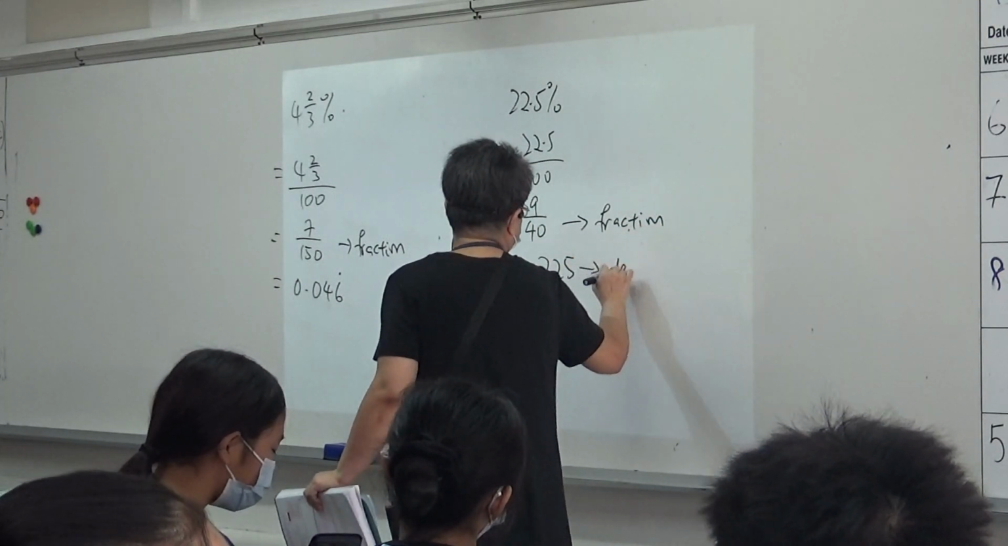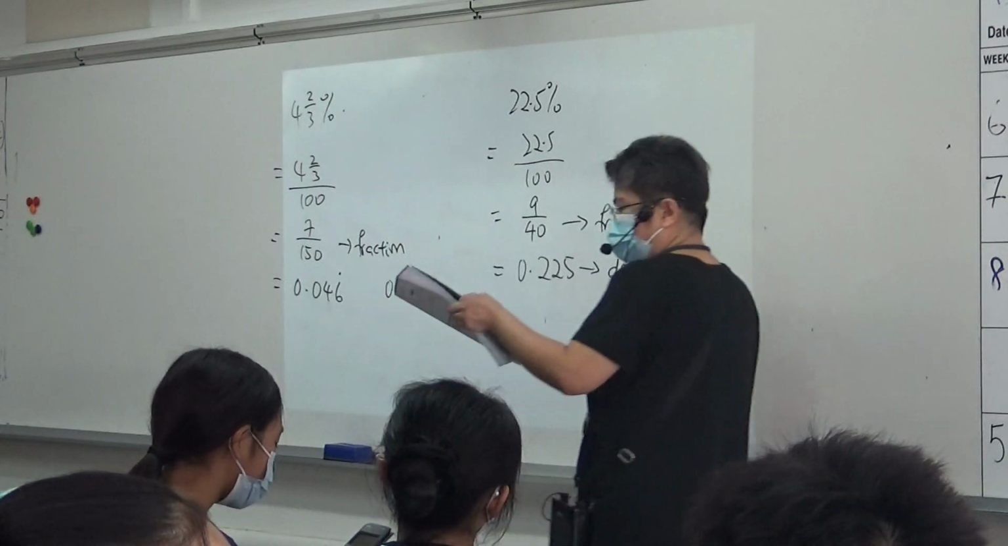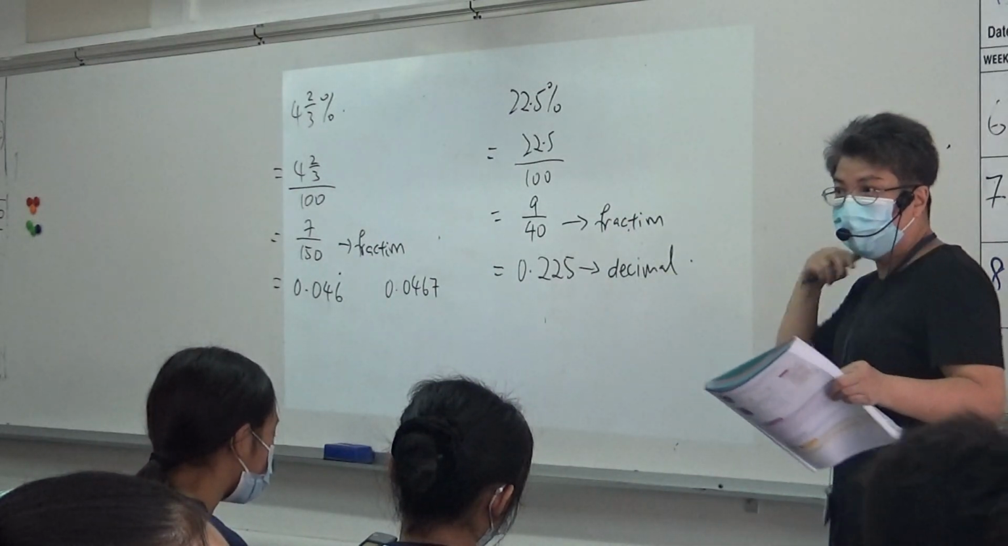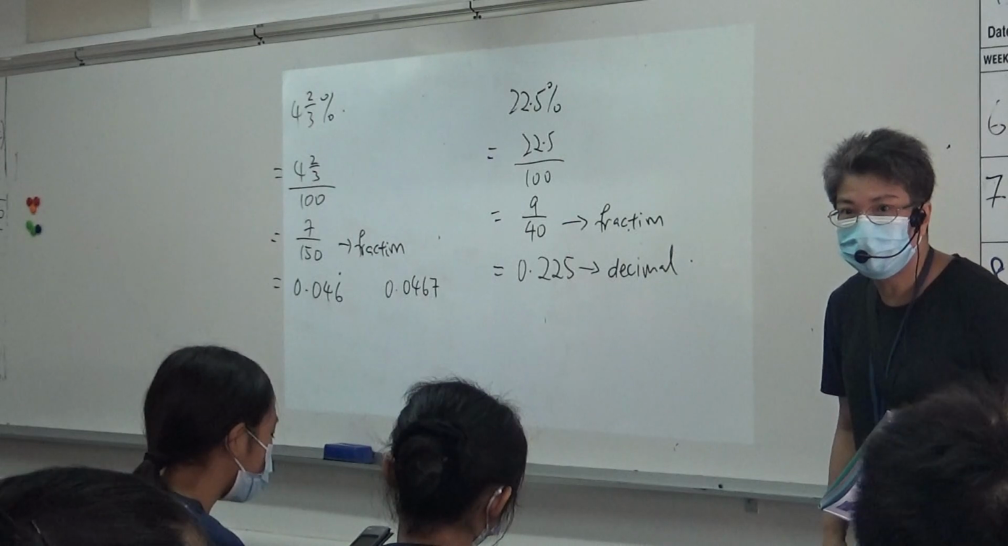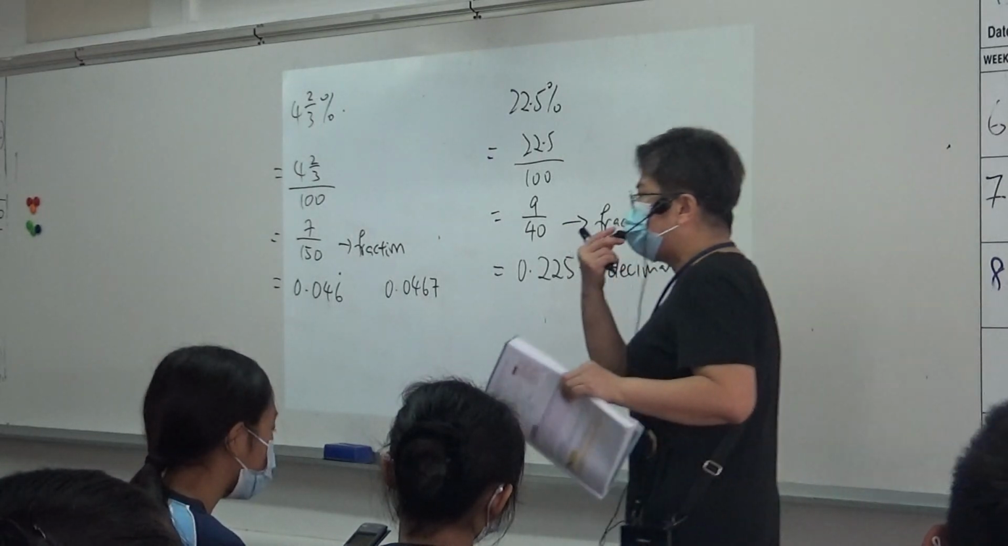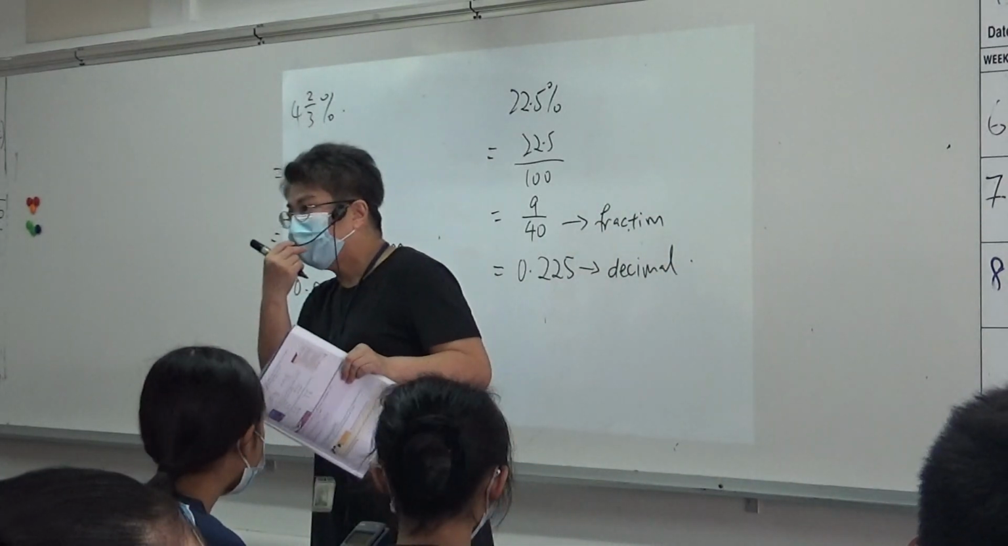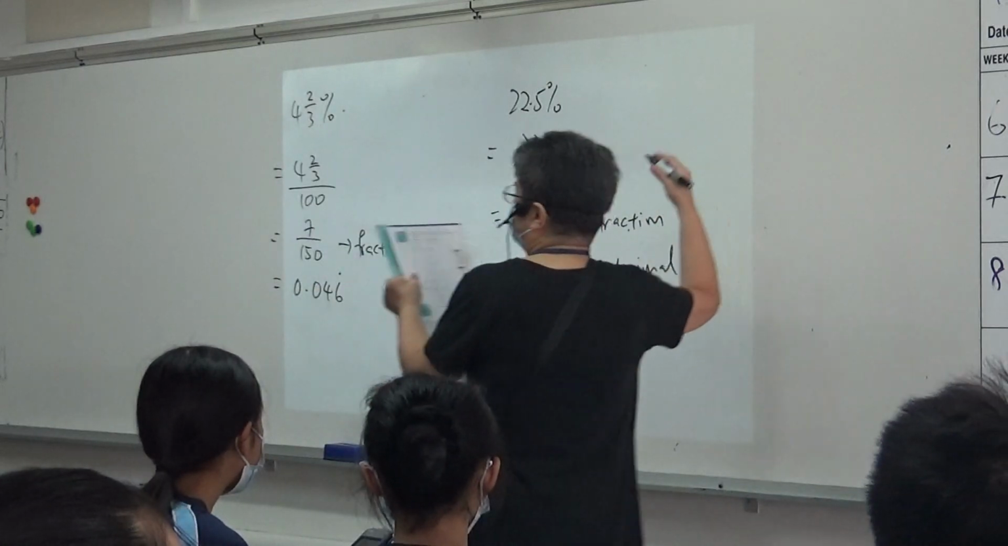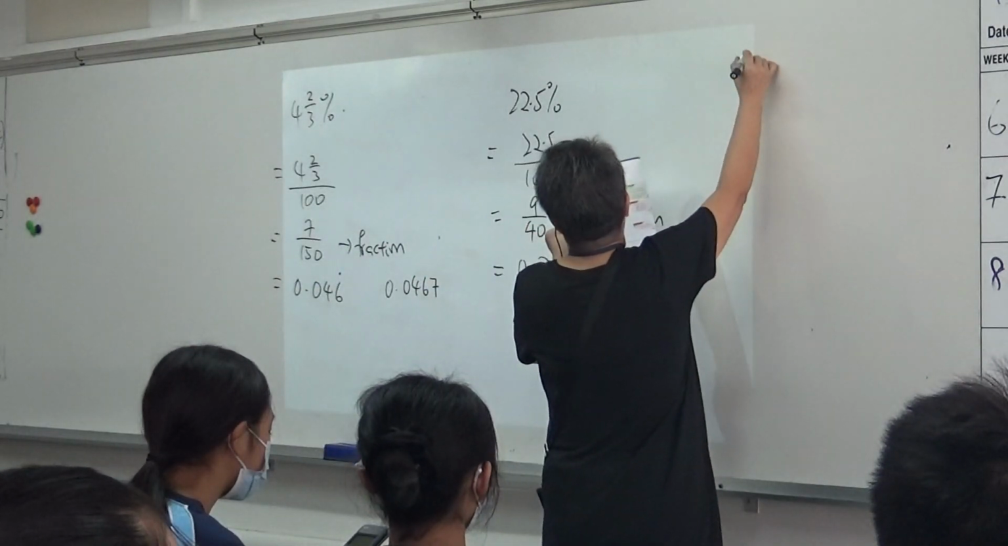0.225. So this one is your decimal. Are we clear now? So this is to change it to decimal and fraction. Okay? Now, next, let's look at part B.